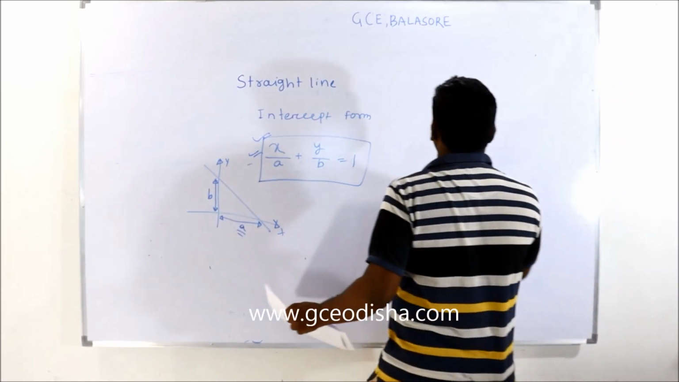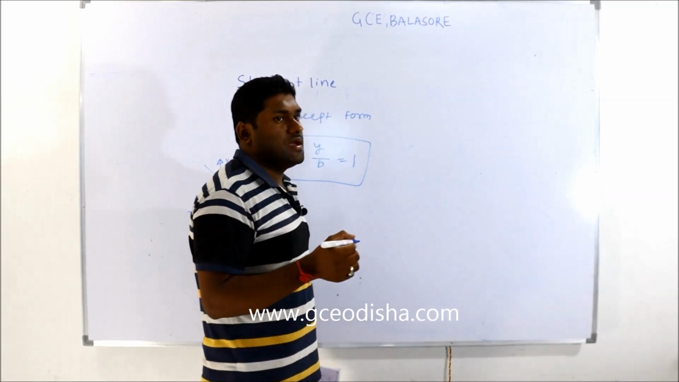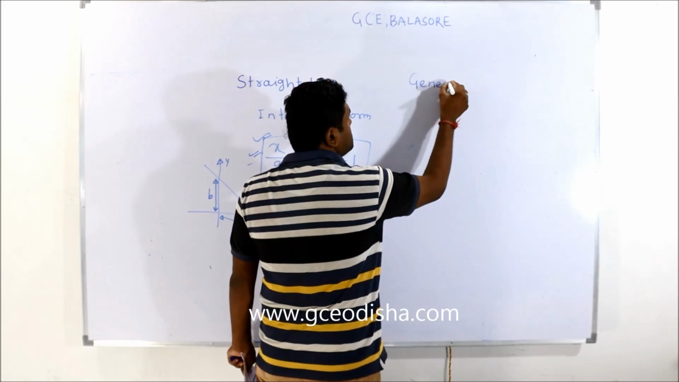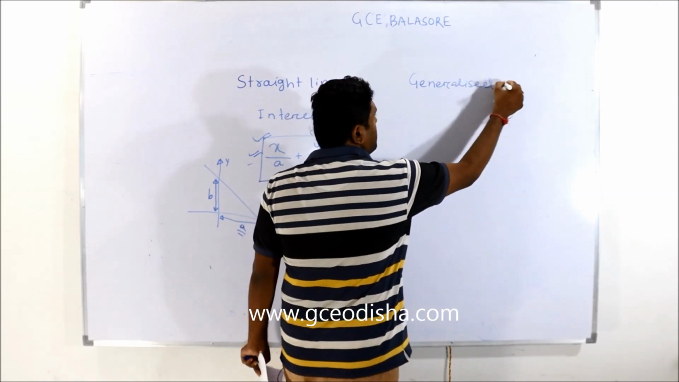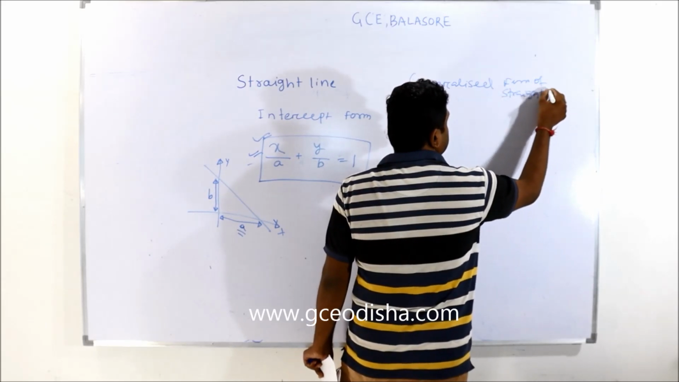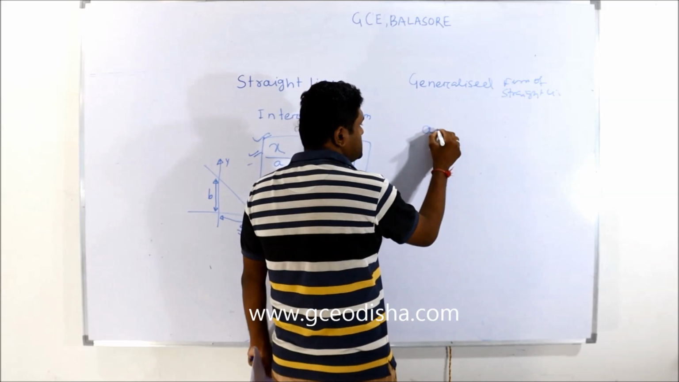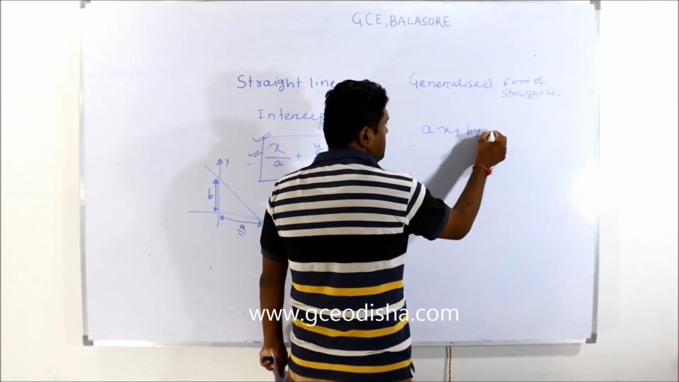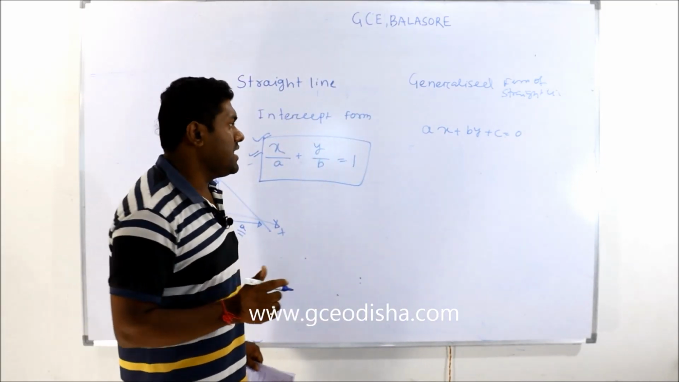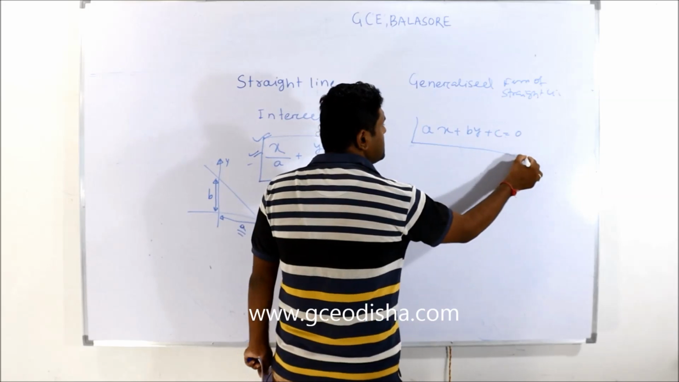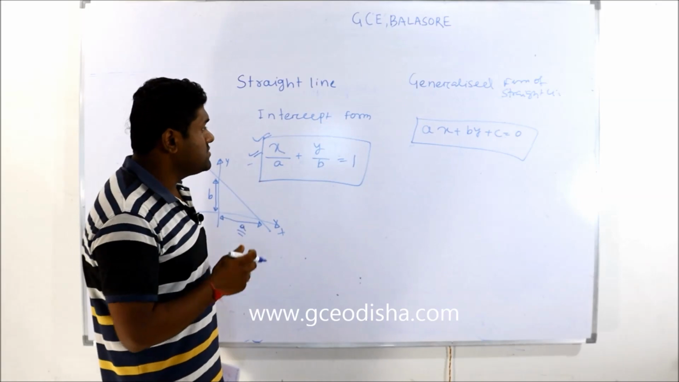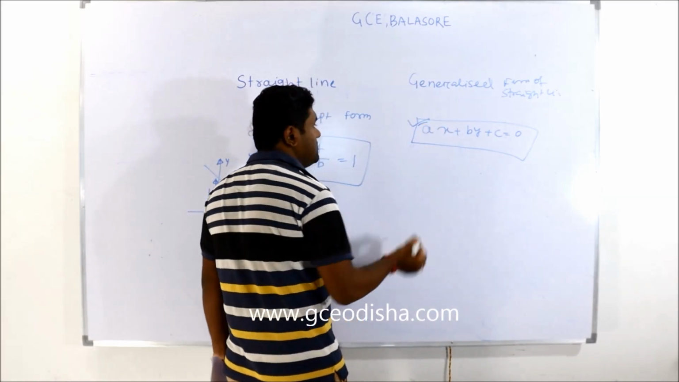Another generalized form of the equation of the straight line is ax plus by plus c is equal to 0. This is the generalized form of the straight line. In most of the questions I saw, the question is written in terms of this generalized form.